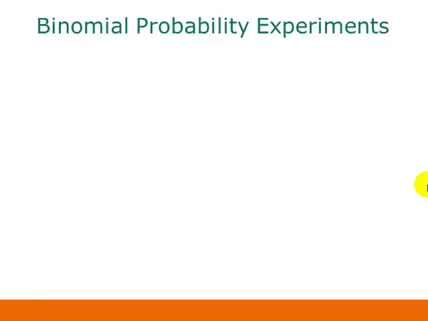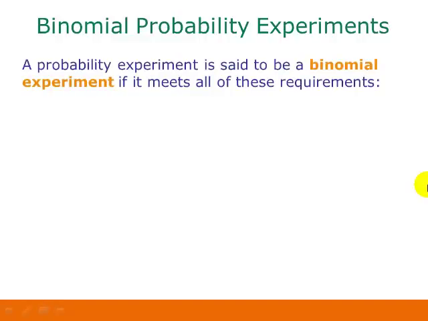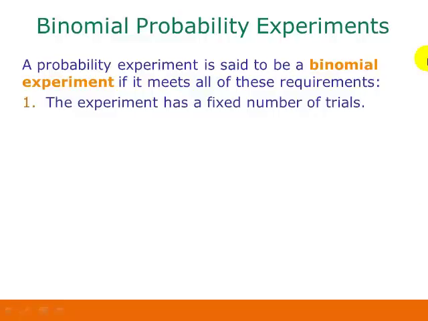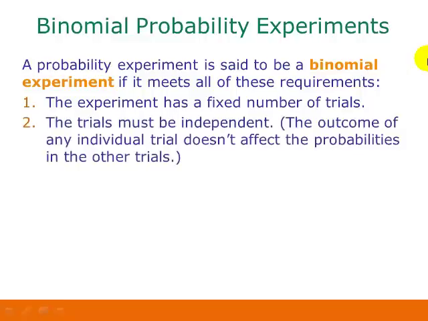Now, binomial probability experiments are just a specific kind of probability experiment where we have discrete probabilities. So if we have an experiment, we call it a binomial experiment if it meets these requirements. First of all, the experiment has to have a fixed number of trials. So maybe we have 5 trials or 10 trials or 100 trials, but it's not an unlimited number of trials.